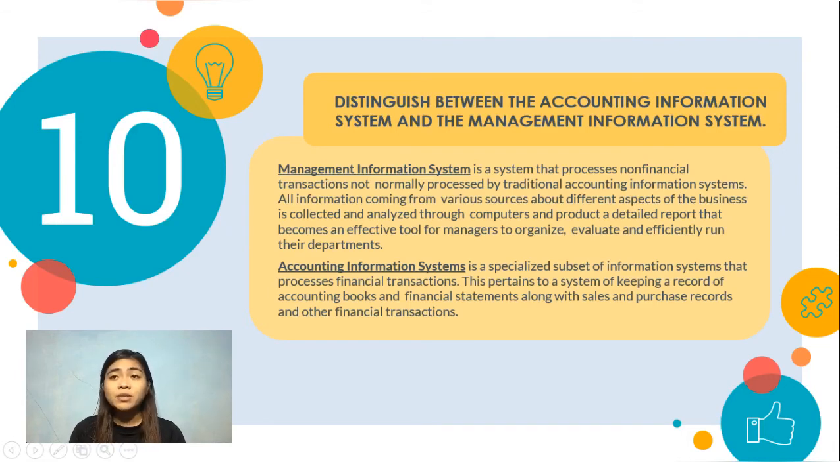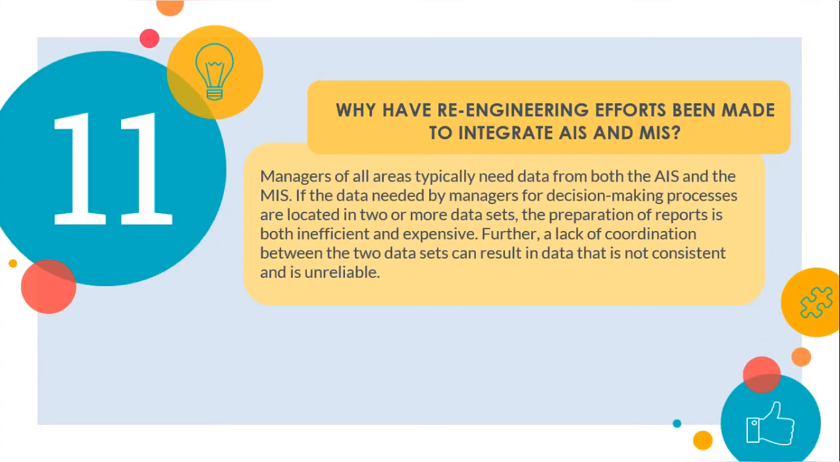This pertains to a system of keeping records of accounting books and financial statements along with sales and purchase records and other financial transactions. So why have re-engineering efforts been made to integrate AIS and MIS? It is maybe because managers of all areas typically need data from both the AIS and the MIS. If the data needed by managers for decision-making processes are allocated in two or more datasets, the preparation of reports is both inefficient and expensive. Further, a lack of coordination between the two datasets can result in data that is not consistent and is unreliable.